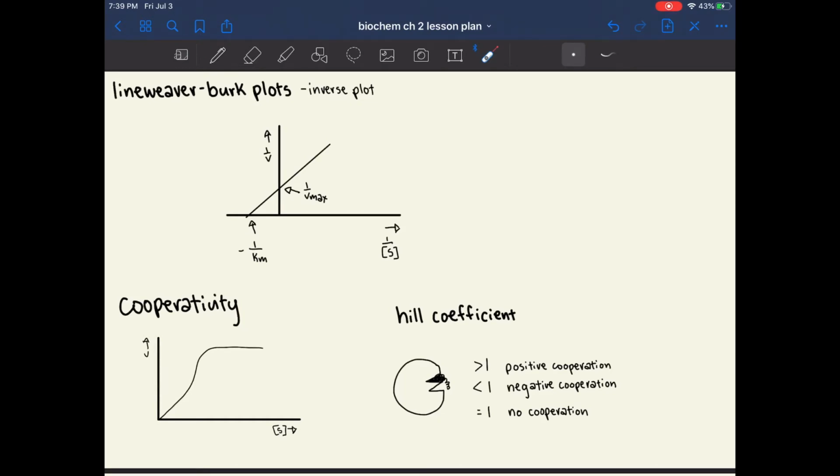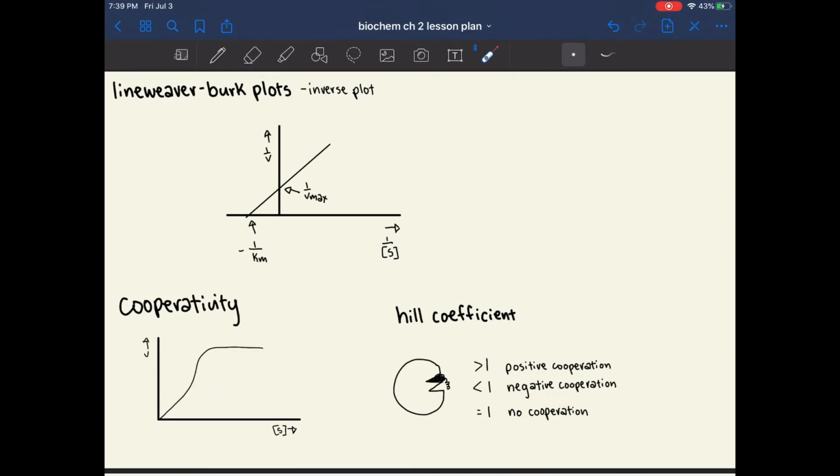Some enzymes have a characteristic called cooperativity. So your enzyme may have more than one active site, which means it has more than one location where it can bind a substrate to do its job. Binding one substrate may cause your enzyme to be more likely or less likely to bind a second substrate. In the case of hemoglobin, if your hemoglobin molecule binds one molecule of oxygen, this makes it more likely to bind a second. And if it binds a second, it makes it more likely to bind a third. So this is called positive cooperation, and positive cooperation will have a Hill coefficient greater than 1.